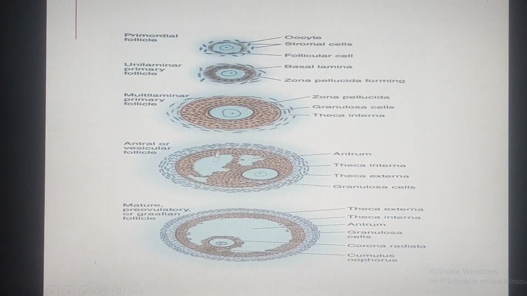Now, as follicular growth continues under the influence of FSH, within the granulosa cells, pockets of fluid begin to seep into it. That space that we find is known as the antrum. So we call this follicle, of course, we have primary, unilaminar, multilaminar, and this one can be called a secondary follicle. Because there are antral areas in there, we also call it an antral follicle or vesicular follicle.